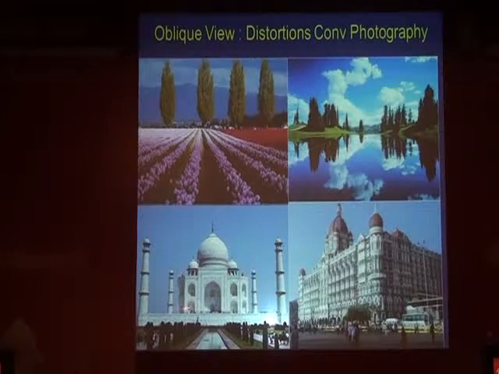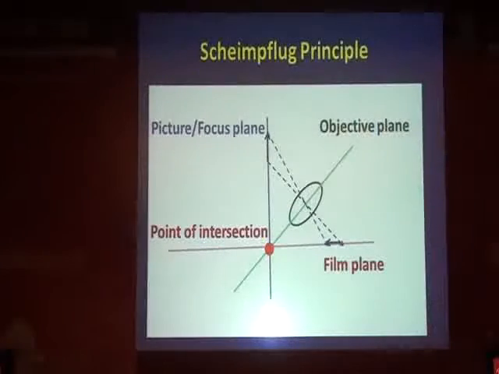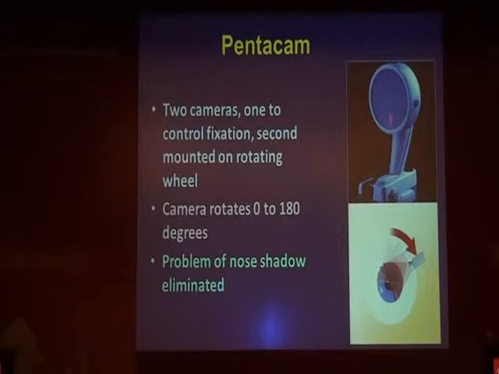You can see some of the photographs. If you have just the frontal plane, it's fully focused, but if you have the oblique, it will not be fully focused. So that this problem is taken care of once you use the Scheimpflug principle. The principle is that the objective plane, the film plane, and the focus plane, they should all intersect at one point. And in Pentacam, this principle has been used by using two cameras.